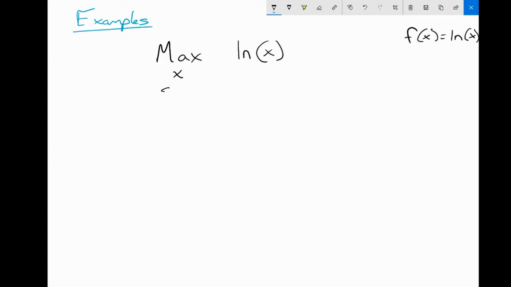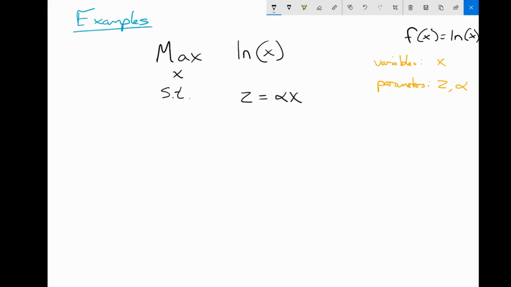All right, and it's going to be subject to some constraint. What is this constraint going to be? How about z equals alpha times x. So this is going to be our constraint. We have our function, natural log of x, and our constraint, z equals alpha x. Just to be complete here, the variable is x, and the parameters are z and alpha.